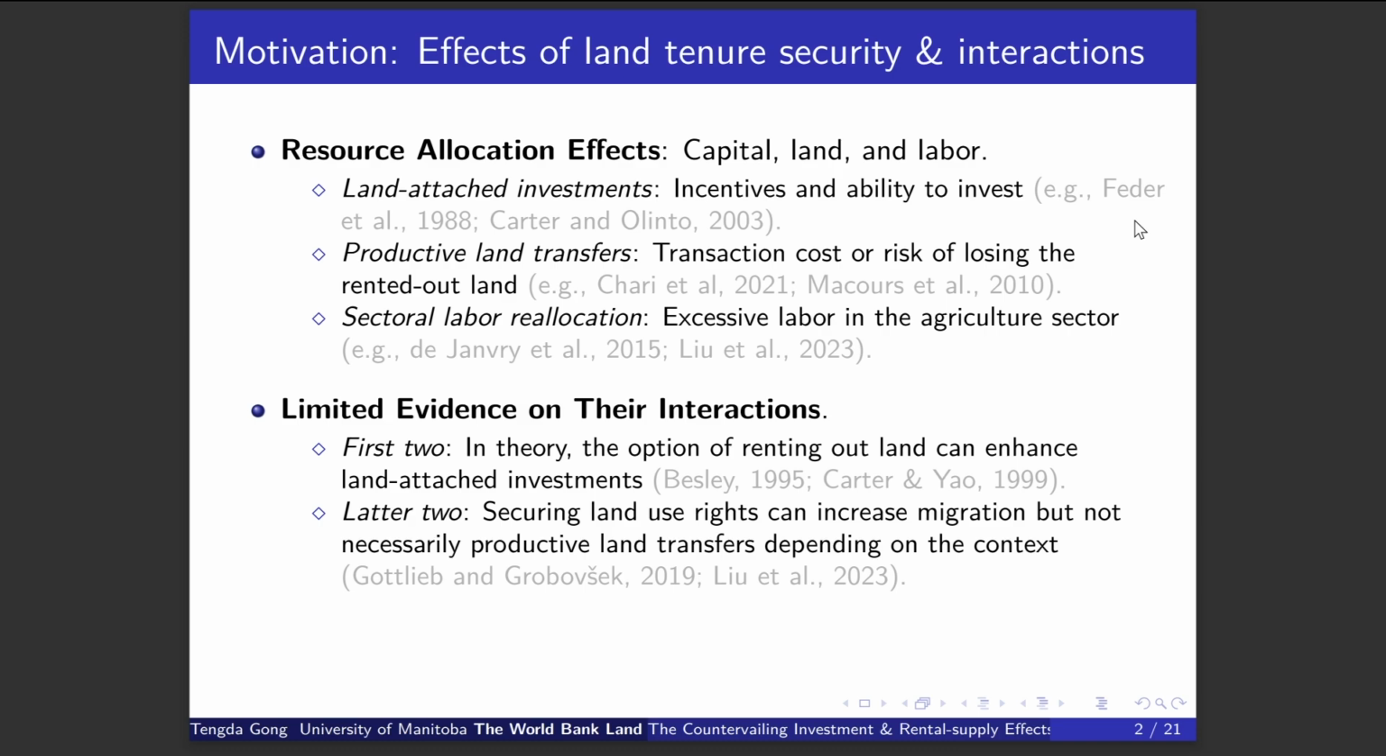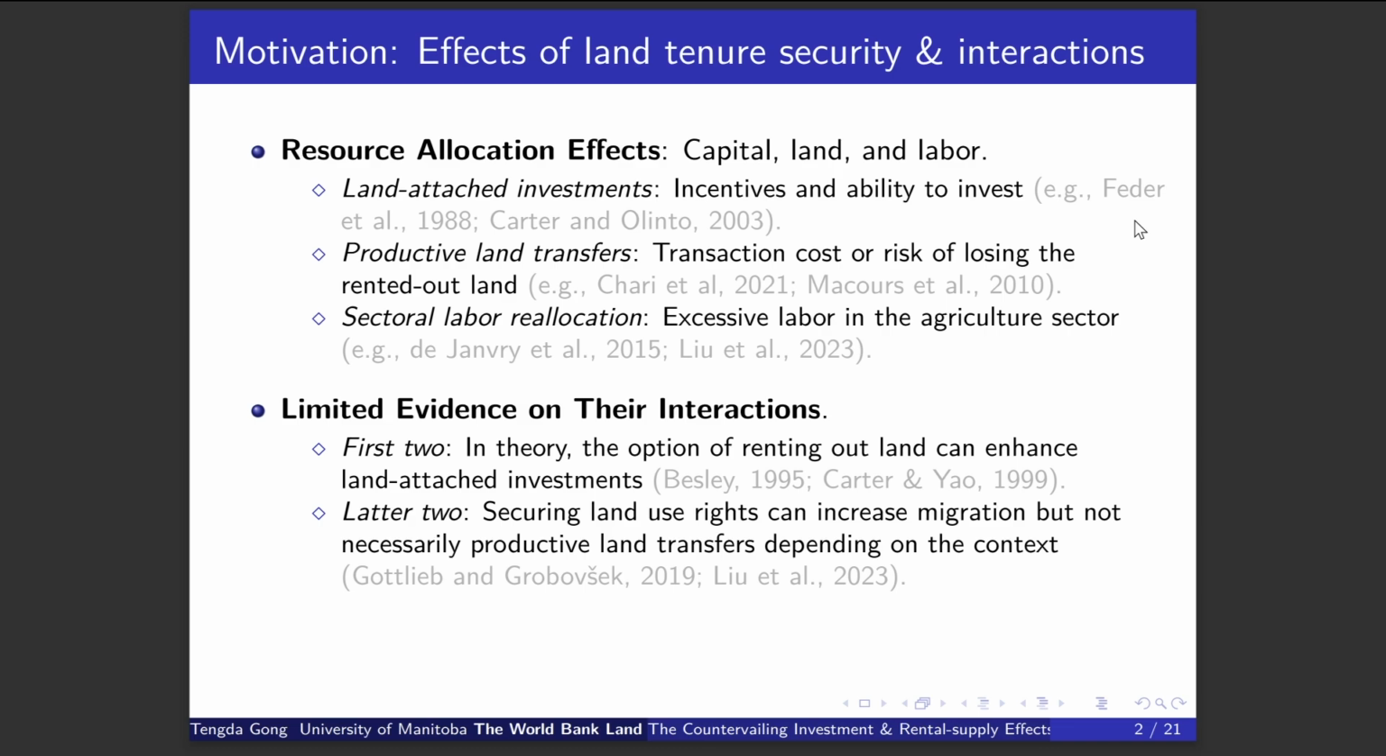The first 2 we have seen, at least in theory, that the option of renting out land can enhance land-attached investments. When I say investments, it could be soil improvements, or it could be terraces, which are mostly in African countries or China. And in Latin America, you're more likely to see fences, facilities, irrigation, those are physical facilities, and even trees, those are cash crops. And the latter 2 we see in theory, empirically and quantitatively.